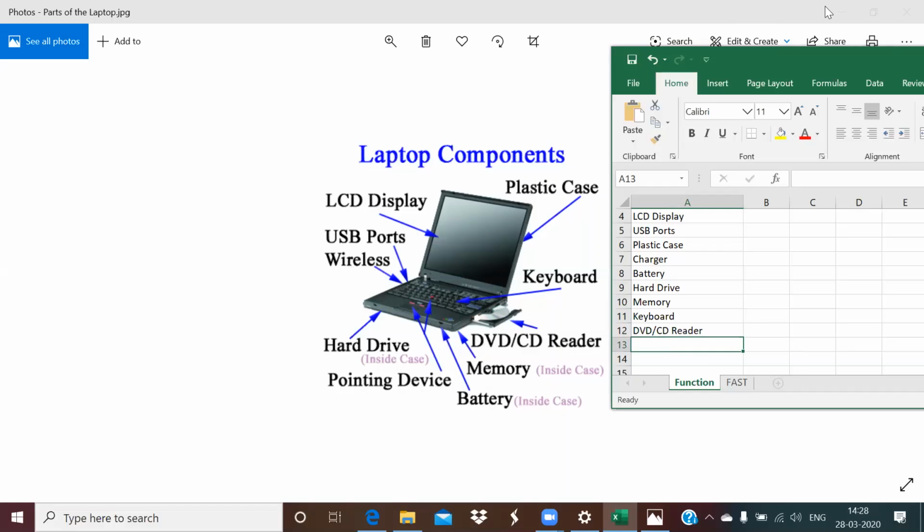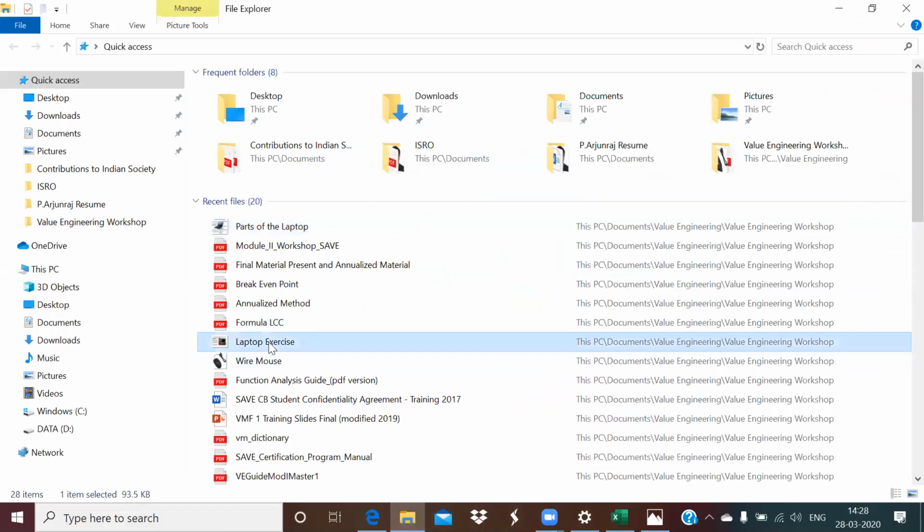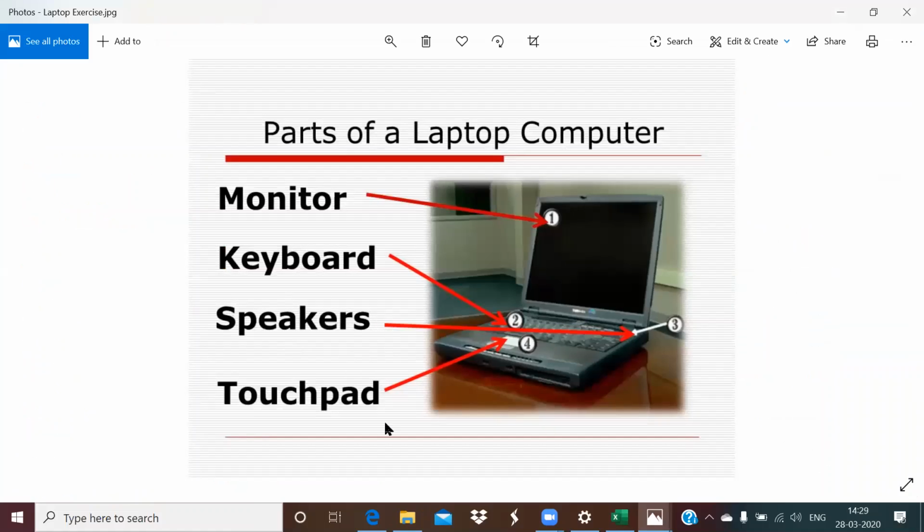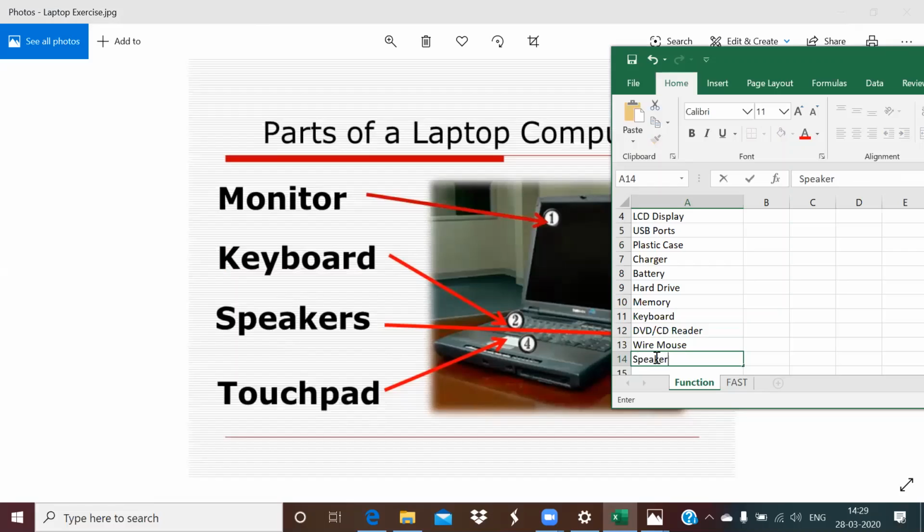And then we also have the mouse, wire mouse. It also has the speaker. Monitor. Monitor, I think we already wrote it earlier, didn't we? Okay, okay. LCD display.